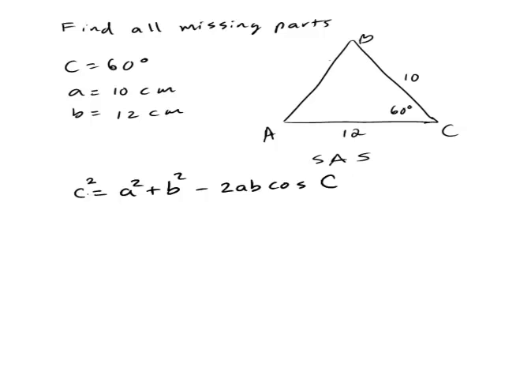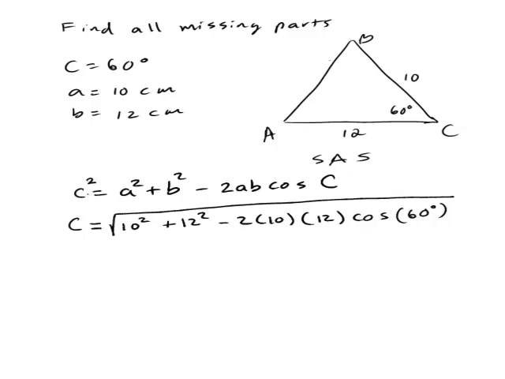Okay, so let's substitute everything in. And so we have here 10 squared plus 12 squared minus 2 times the product of those numbers times the cosine of the angle. And C is the square root of all of that. Okay, and then we have to run that into our calculator. And when we run it into the calculator, it's approximately 11.1 centimeters.